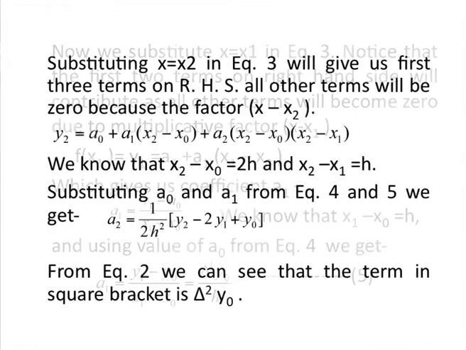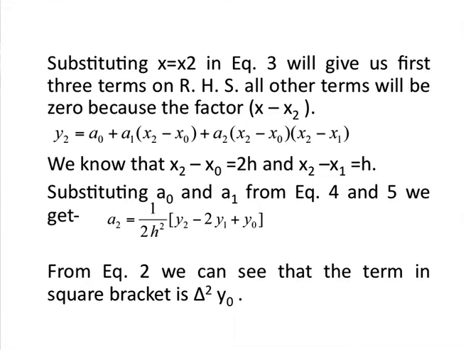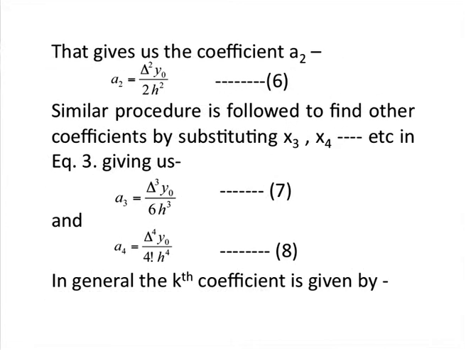The same procedure can be followed for x equal to x2, x3, x4, and we will see that substituting x2, x3, x4 will give us the coefficients a2, a3, a4 in the form of the differences from the difference table. On your screen you can see the expression for a2 from equation 2. We see that the term in the square bracket for the expression of a2 is nothing but the second order difference of y0. So, we can write the coefficient a2 in terms of the difference from the difference table, and that gives you a2 equal to delta squared y0 by 2 factorial h square.